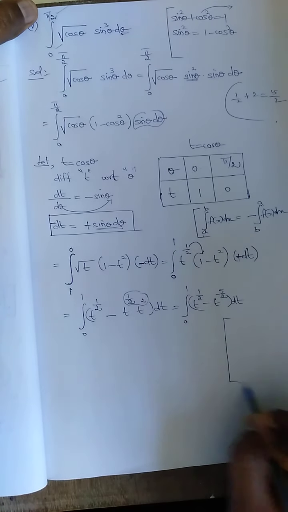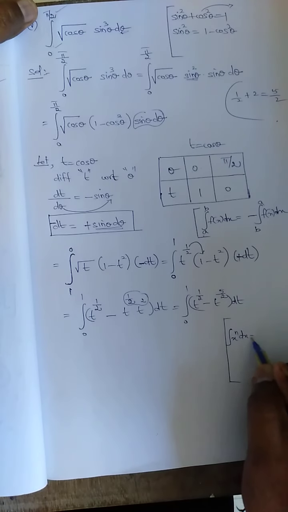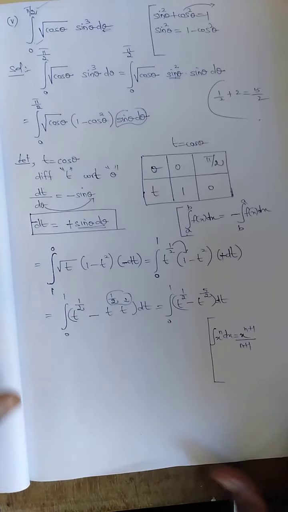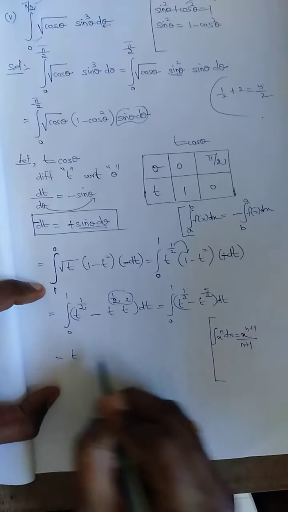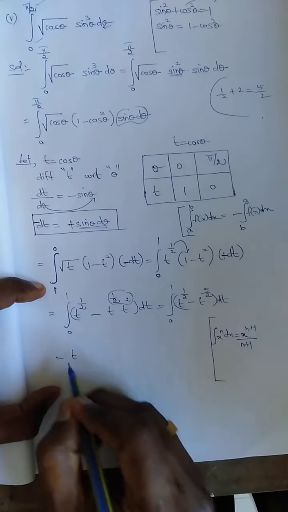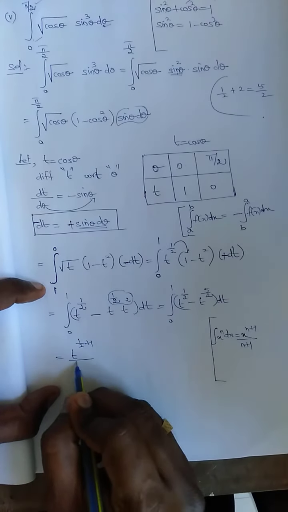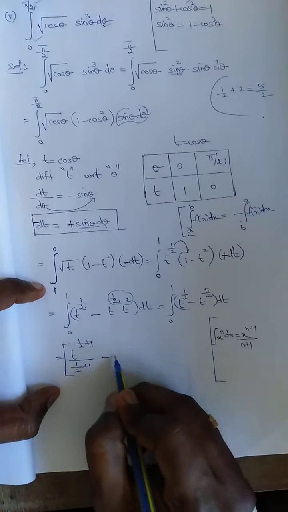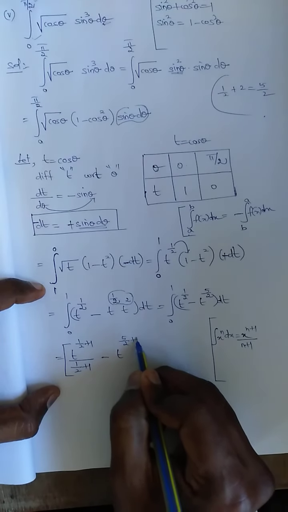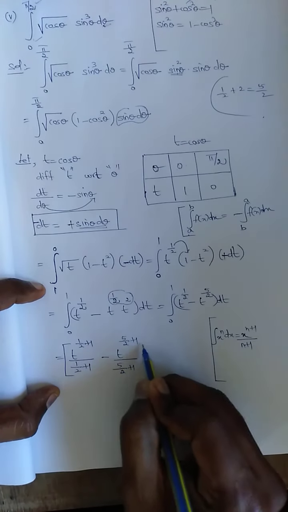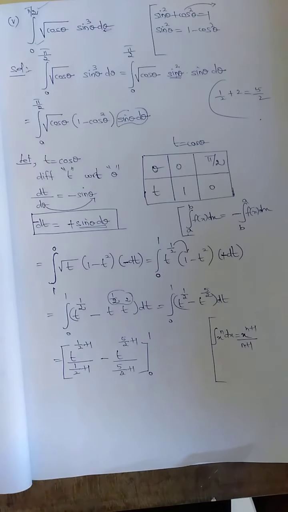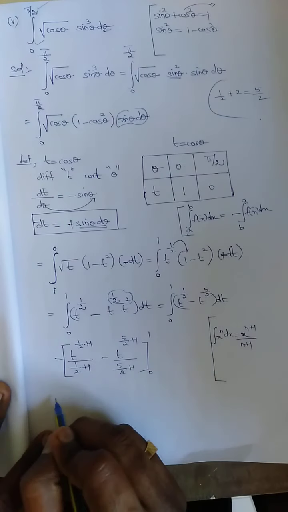You know the integration formula: integral of x power n dx is equal to x power n plus 1 divided by n plus 1. Apply first to t power 1 by 2: t power 1 by 2 plus 1 divided by 1 by 2 plus 1, minus for 5 by 2, t power 5 by 2 plus 1 divided by 5 by 2 plus 1. What is the limit given here? 0 to 1.